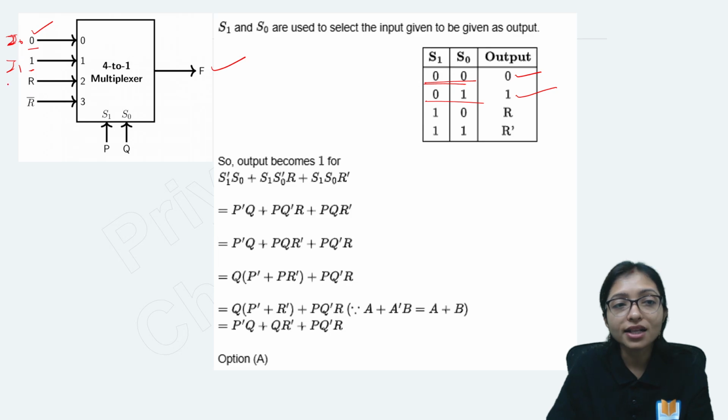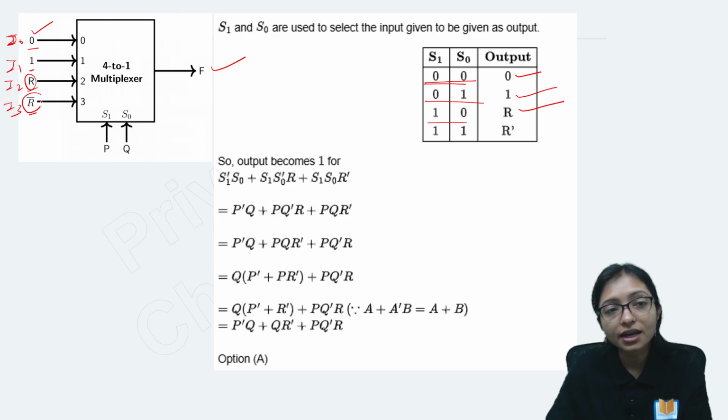When I get 1 0, then I select I2. So for 1 0, I2 is R. That's why you are getting R here. When it is 1 1, then I will select I3, which is R complement. So I am selecting R complement.